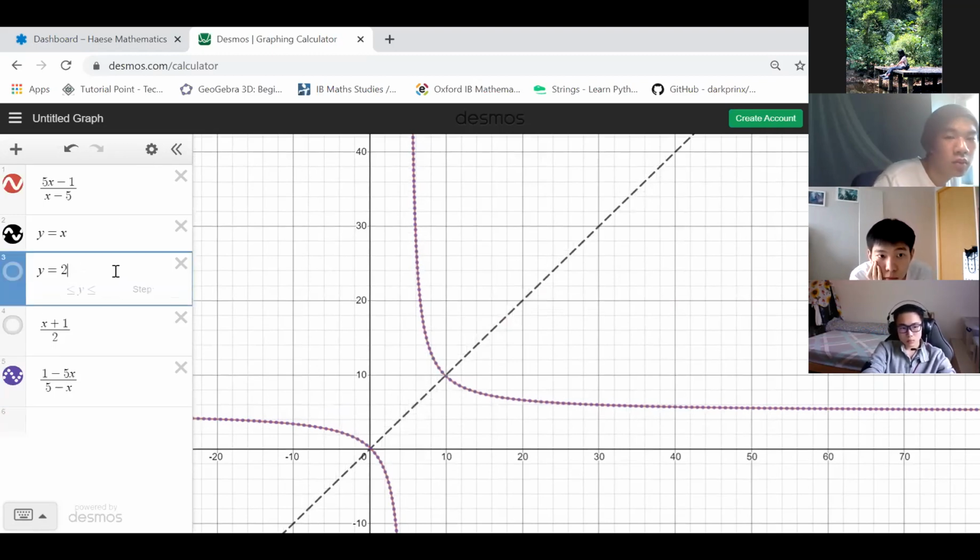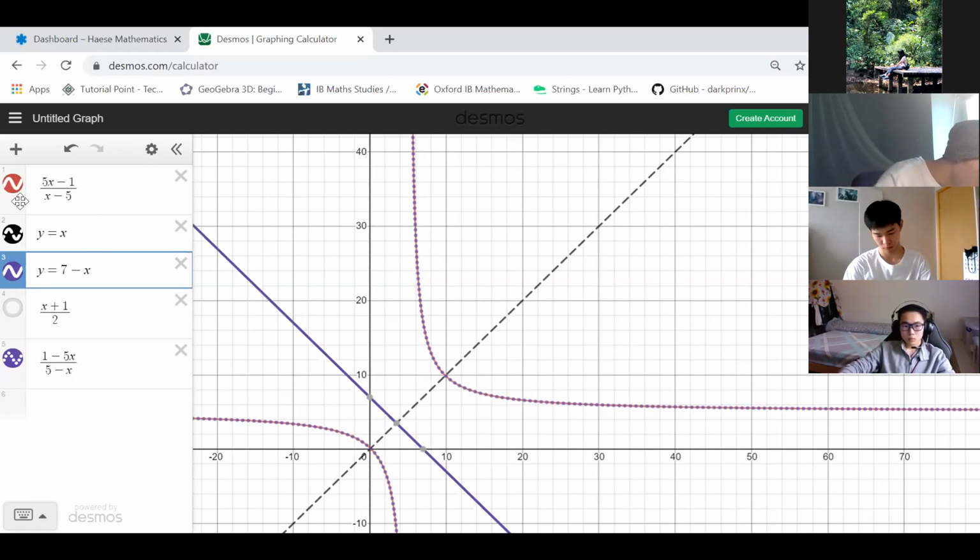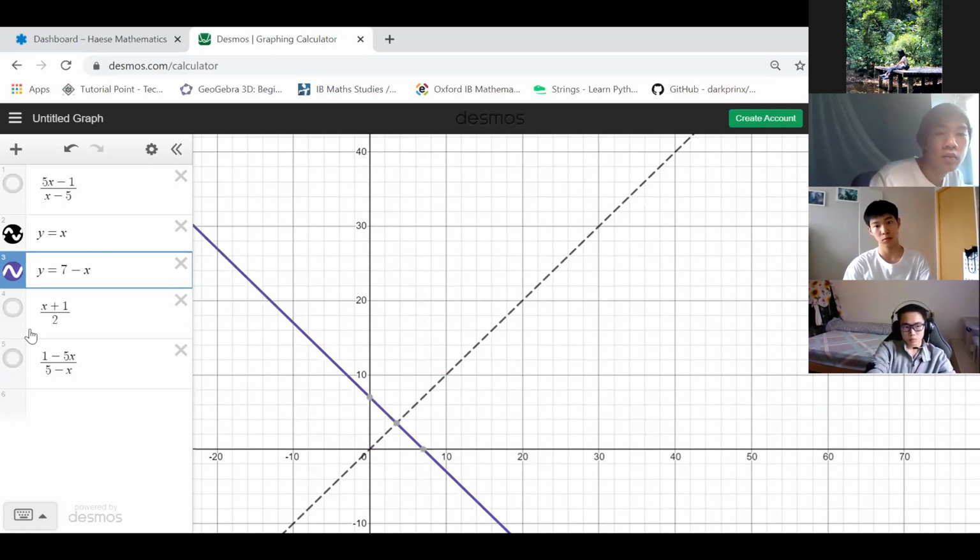One of the self-inverse functions that we did last time is 7 minus x. Let's see. Can you see this? Can somebody explain why this is a self-inverse function looking at the graph?